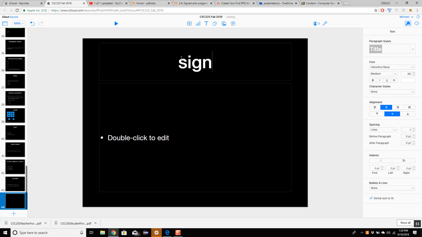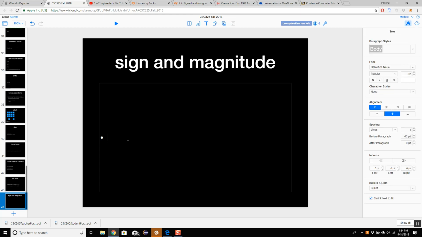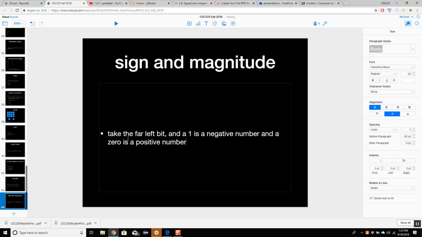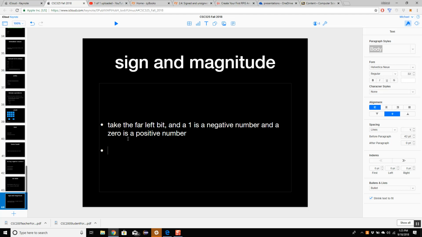So one of our approaches is something called sign and magnitude. And this legitimately says: take the far left bit, and a 1 is a negative number, and a 0 is a positive number. That's what sign and magnitude says. We're going to initially show this not with a byte, but in much smaller chunks, so we don't have to do so much math.